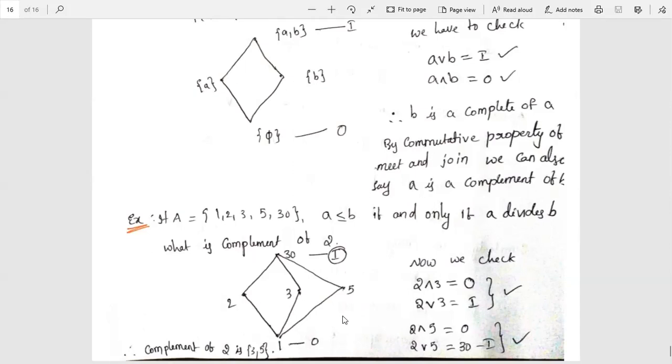This is the topic about lattices. In the next class we are going to discuss algebraic structures. Thank you.